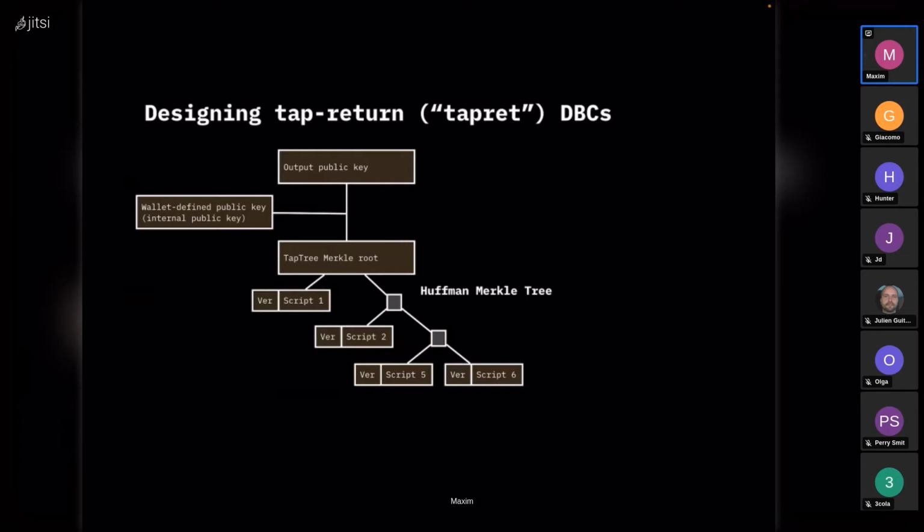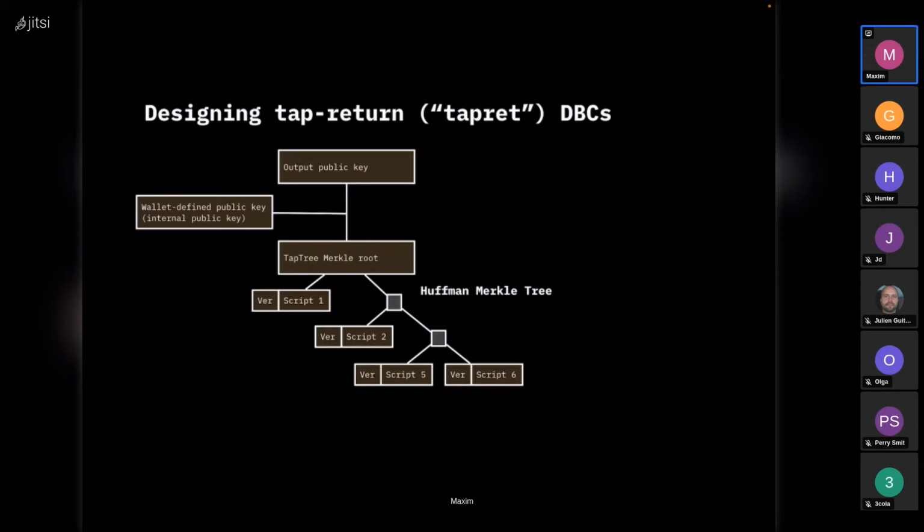So basically, let's start, maybe not everybody knows how Taproot actually works. The idea is that instead of a single script in Taproot, you have a set of scripts. So the output can be spent by satisfying the requirements of any of these scripts. You can satisfy the requirements of script 1, of script 2, of script 5, or 6. Any of the satisfactions will allow you to spend the output.